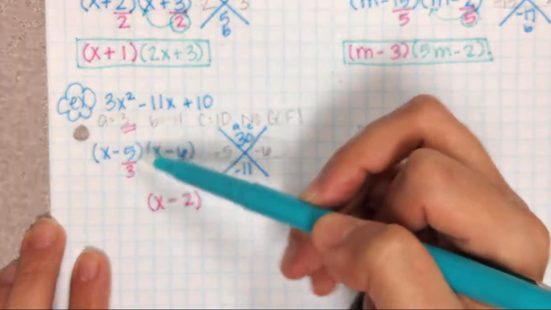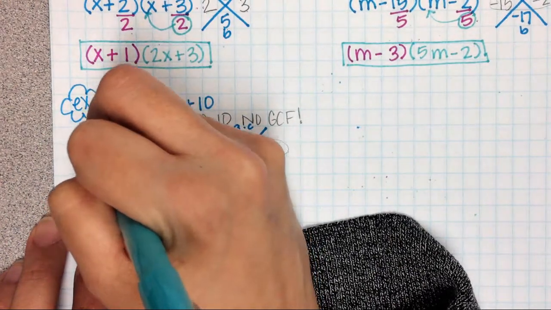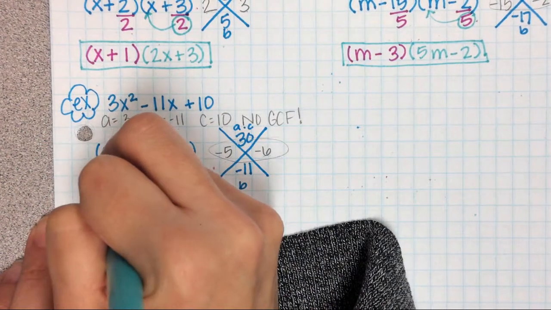We come back to my fraction. Icky fractions, we don't want them. So bottoms up. And that is 3x minus 5.